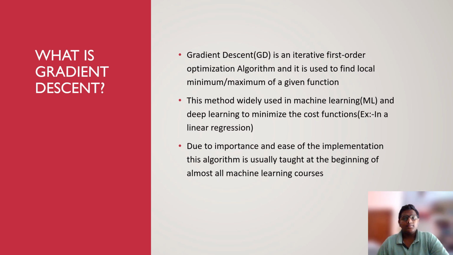For example, we can take linear regression. Due to this importance and the ease of implementation of this algorithm, it is usually taught at the beginning of almost all machine learning courses. As we go through any machine learning course, the gradient descent algorithm is very popular.